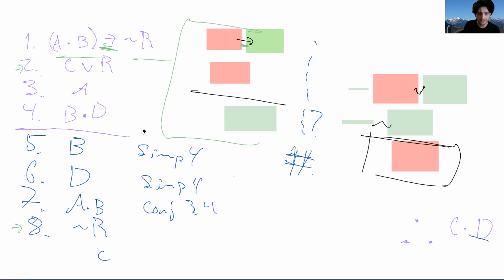So now we have C. So now let's go ahead and finish. So we have 9 is C. So that means 10 is when I'm going to just do C, and D is going to be 6, 9, conj, done.